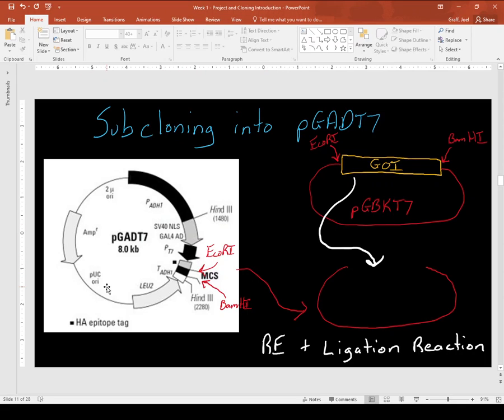Next, after you have the gene cloned into that PGBK T7, we can cut open the sister plasmid, PGAD T7, also with EcoRI and BamHI. And what we do is, we've got the gene of interest in PGBK T7, we can cut it out with EcoRI and BamHI and then glue it into place using an enzyme reaction called ligation to put it into the PGAD T7 that has been cut open. So this is called subcloning, when you cut a gene of interest out of one plasmid and glue it into the same cut sites on another plasmid. That's called subcloning.